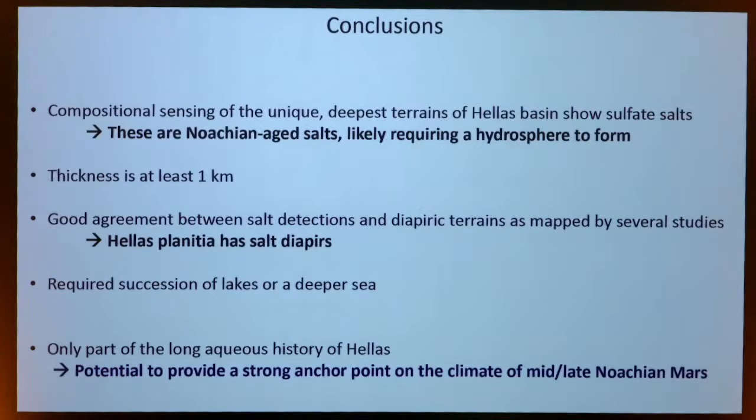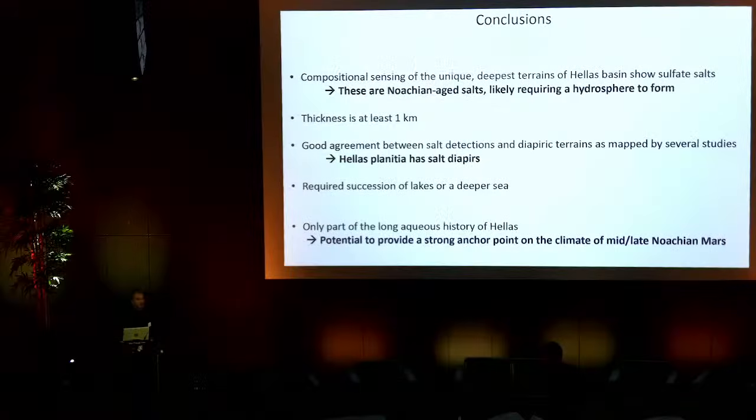So I just want to stay with our conclusions. We think we found a kilometer's worth of Noachian age salts, which likely require the hydrosphere to form. We think these Helix Planitia are indeed salt diapirs. We are still looking at it. Maybe a sea, maybe a succession of brackish lakes. But anyways, it has really a strong potential, we think, for climate modelers to provide an anchor point on the climate of early Mars, if indeed we're able to confirm the exact nature of this water deposit. And thanks, sorry, I was a bit long.